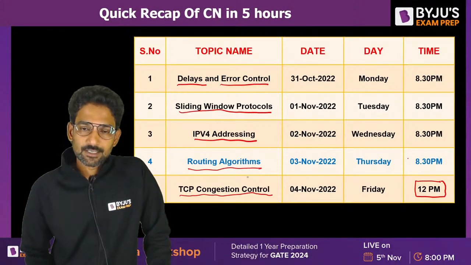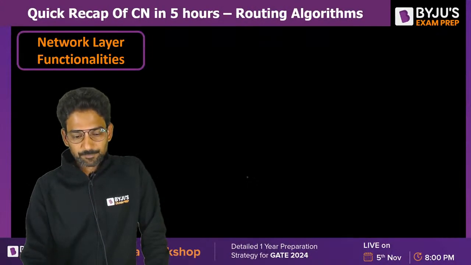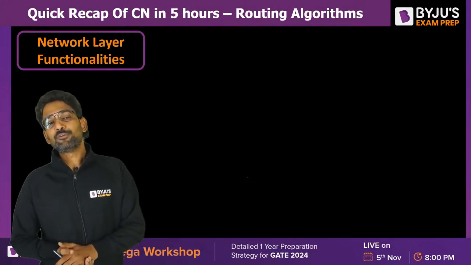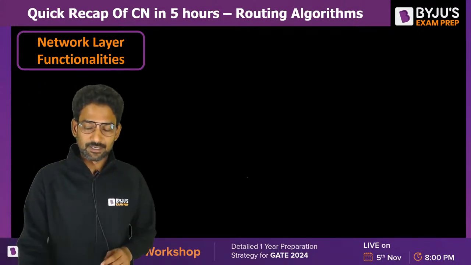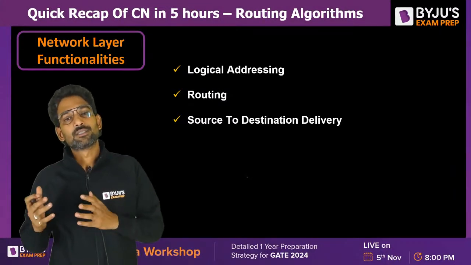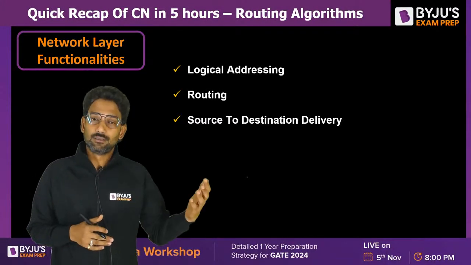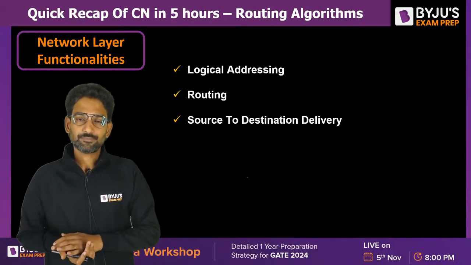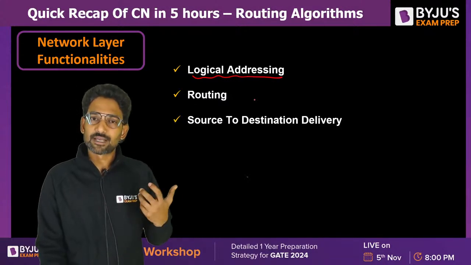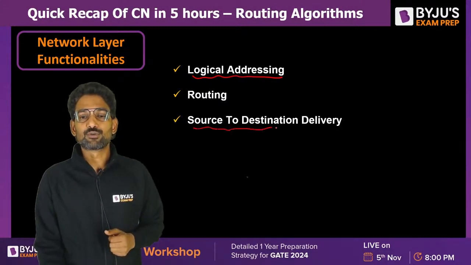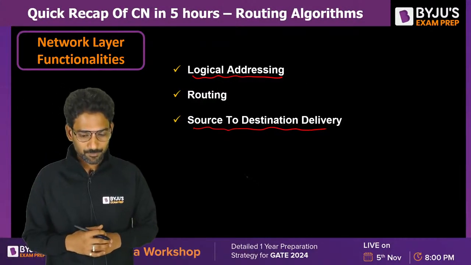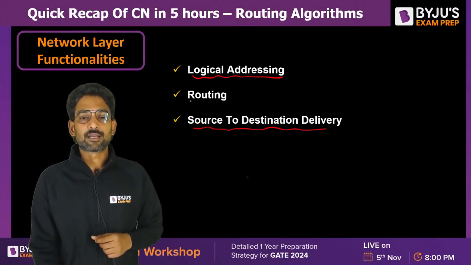So today we will discuss routing algorithms, guys. So let us proceed. We know routing is the functionality of the network layer. Yesterday we have already got the functionalities of the network layer as logical addressing, routing, source to destination, or host to host delivery. Right. So about logical addressing, we have already discussed yesterday, which is IPv4 addressing, with which we understood how source to destination identification is done and how the delivery happens. Today let us discuss about routing.